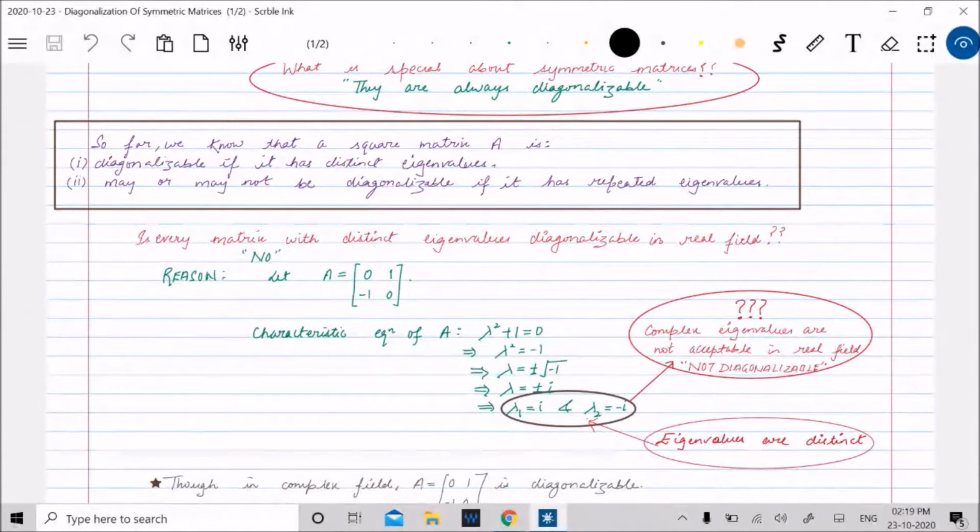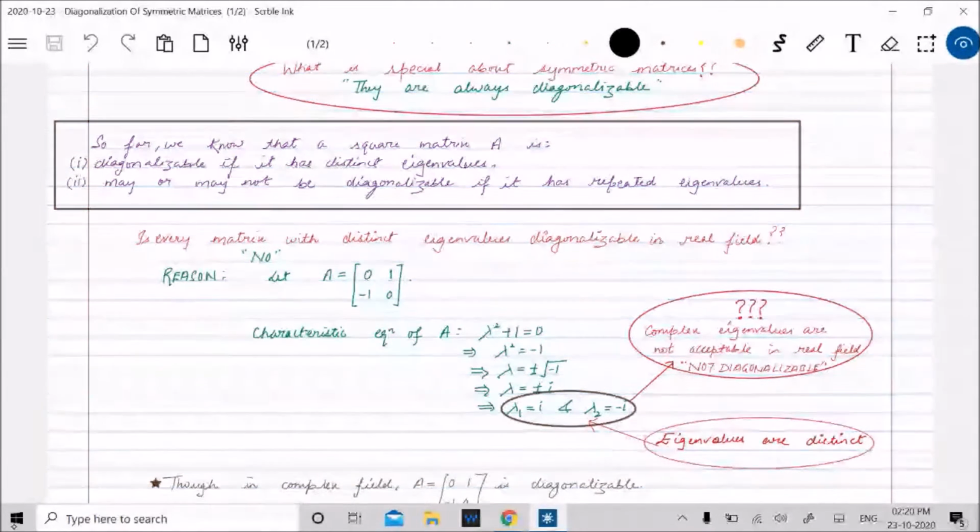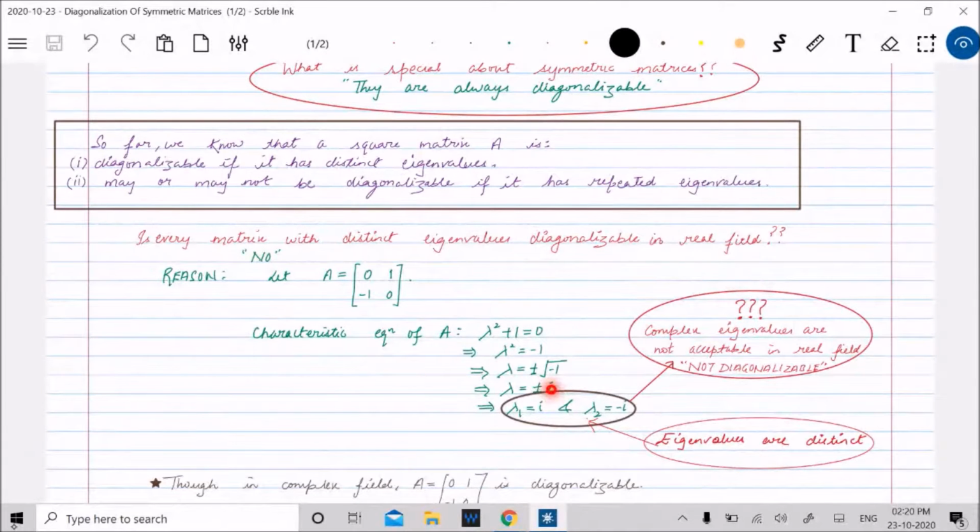Then you take a square root. And whenever you take a square root of minus 1, you put a plus minus sign here, because this is a quadratic equation, and a quadratic equation always gives two roots. Sometimes repeated roots, but if it gives distinct roots, then they should be two numbers. Then it gives you lambda equal to plus minus eta. You know what eta is? Eta is the square root of minus 1. Now see that the first eigenvalue is eta and the second is minus eta.